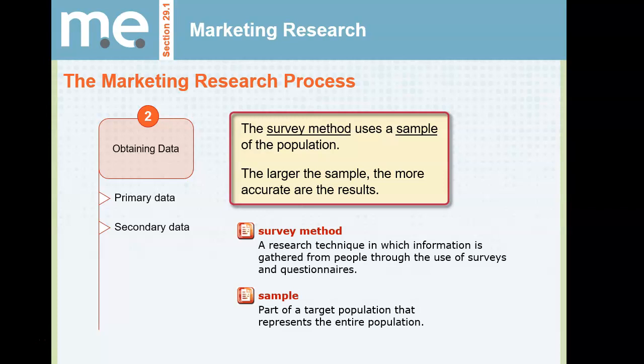And then a sample is a part of the target population that just represents the entire population. So if I ask 10 people in this classroom a question and they answer, likelihood is that that will be similar to the entire class answering the question. So get that down, and then I will keep on rolling.